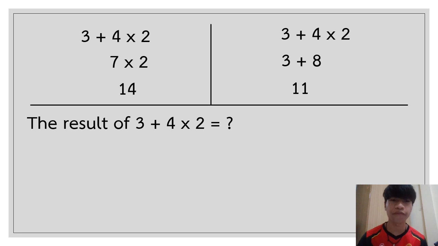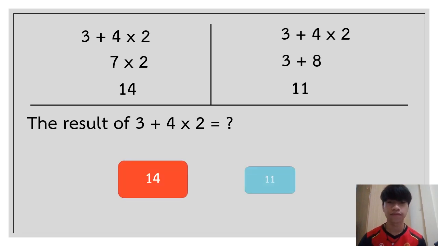The result of 3 plus 4 times 2 is equal to what? 14 or 11? Which answer do you think? You see, if we use different operations, we will get different answers. So today I will tell you about the order of operations.